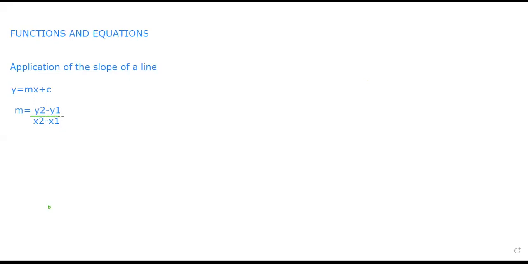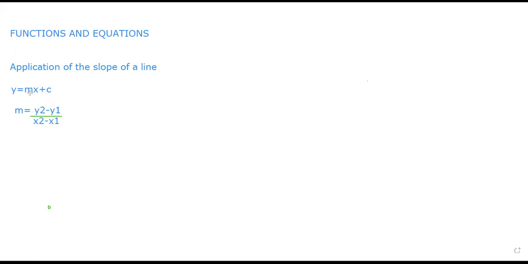This is how questions on this are given. You'll be given a problem and you will have to develop a linear function for it. So how do you do that? Two steps. First of all, you find the m using this formula: y2 minus y1 over x2 minus x1. That's the first thing to do.